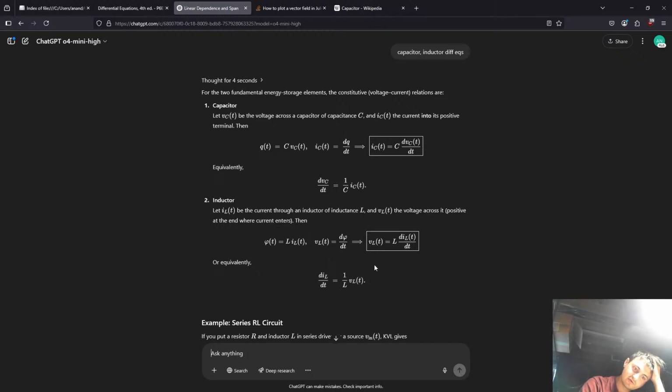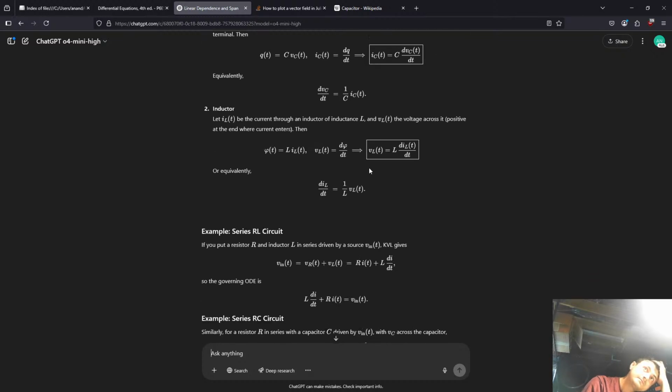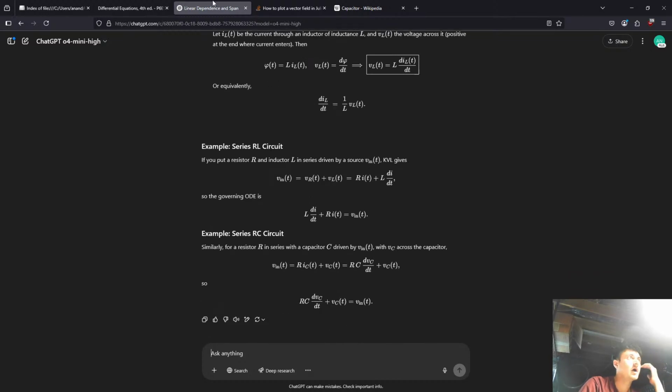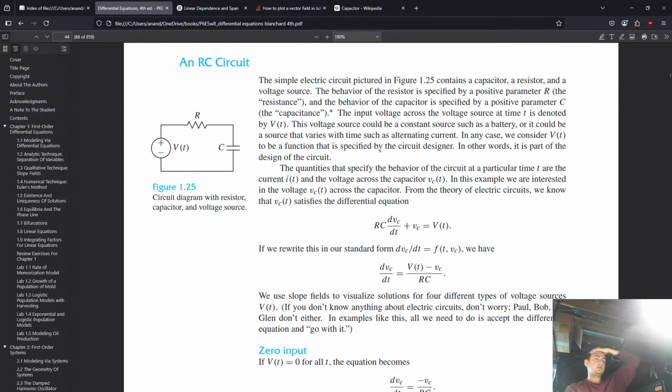So let's say the current is flowing at 1 amp. Then the voltage grows by some amount, so as long as the current keeps flowing into it, the voltage keeps going up. Alright, let's keep going. So that's what I wanted to review.